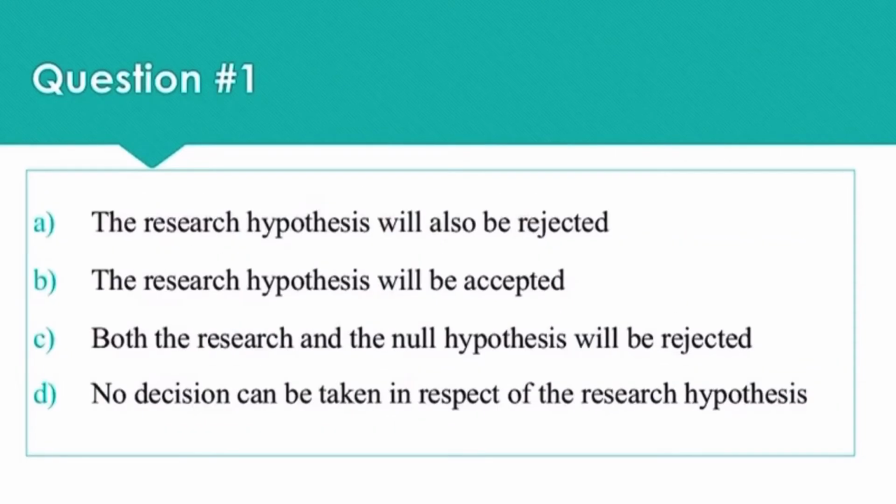We'll look at the options here. Option A, research hypothesis will also be rejected. B, research hypothesis will be accepted. C, both research and null hypothesis will be rejected. D, no decision can be taken. Option B is the right answer. When the null hypothesis is rejected, research hypothesis is accepted.